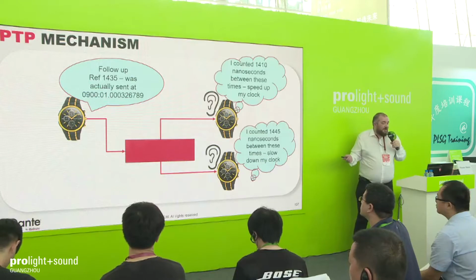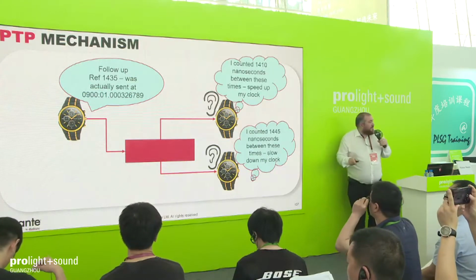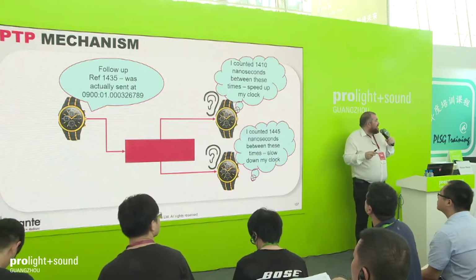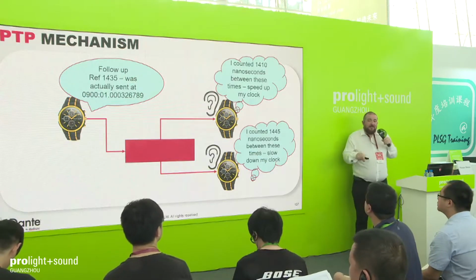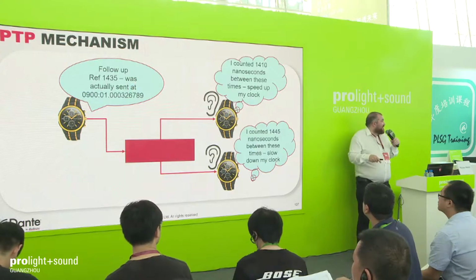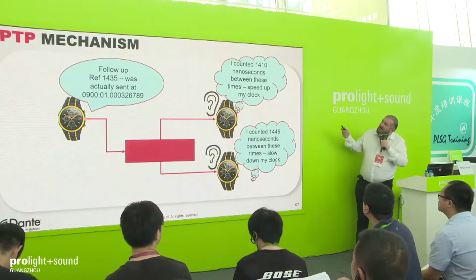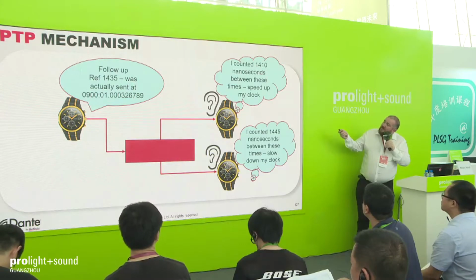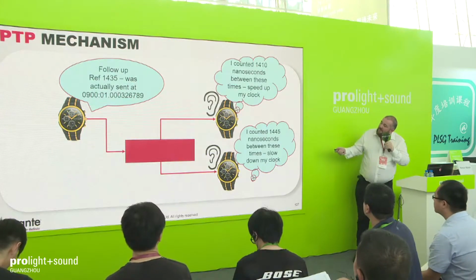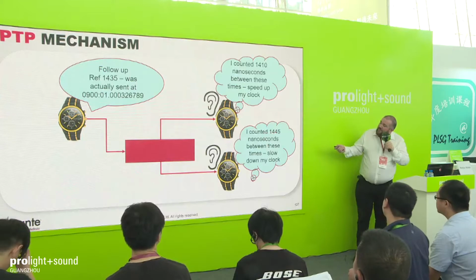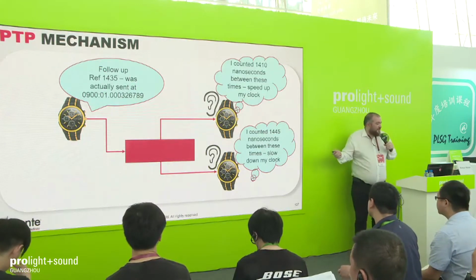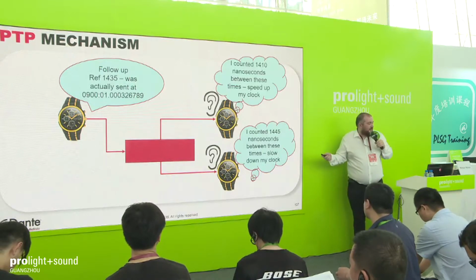That gets across the network. And now the slave devices can see how long the difference was between the time where I am and the time at the sender. And I can look at that. So this one says, oh, I counted 1,410 nanoseconds between these times, speed up. And this one counted 1,445 nanoseconds between these times, slow down, because the actual amount of time was somewhere between.